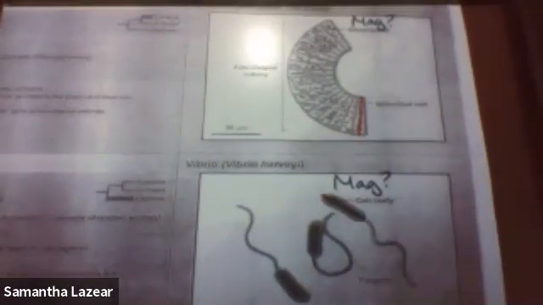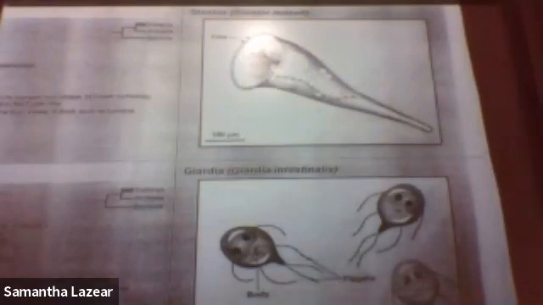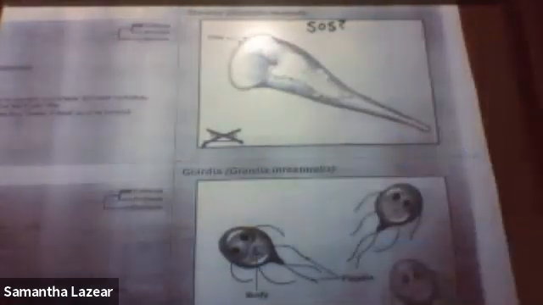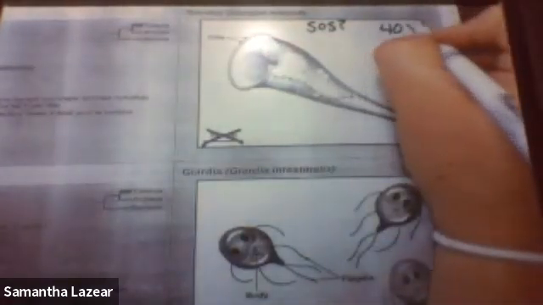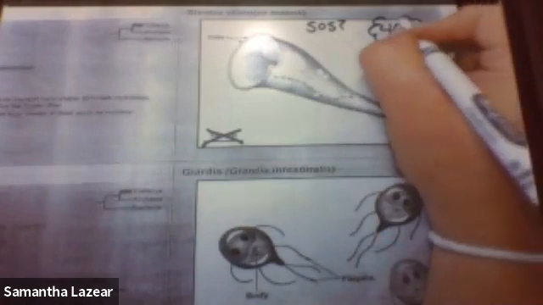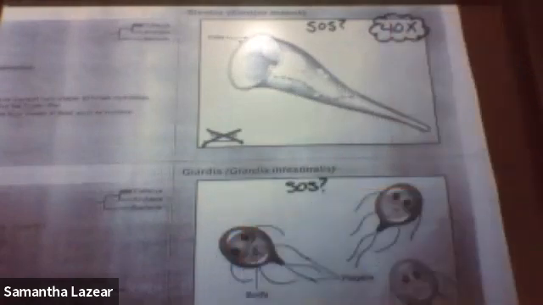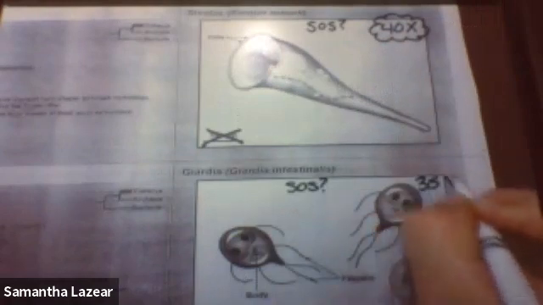I'm going to go all the way. I suggest you guys stay and go all the way with me, all the way to the end of the packet. Here's your stentor. We're doing actual size on these two. Cross out your scale bars. Size of specimen from 40x. And your size of specimen from 35x.